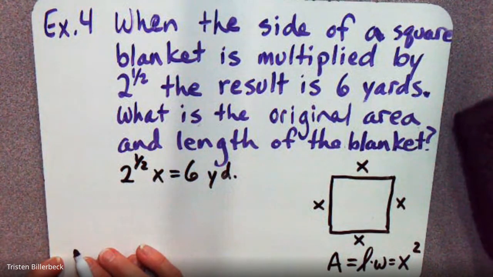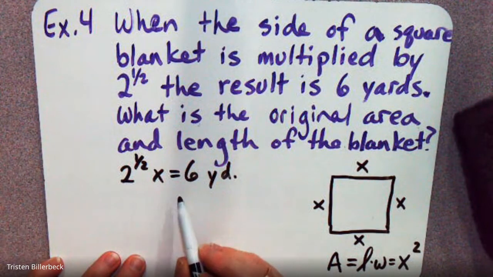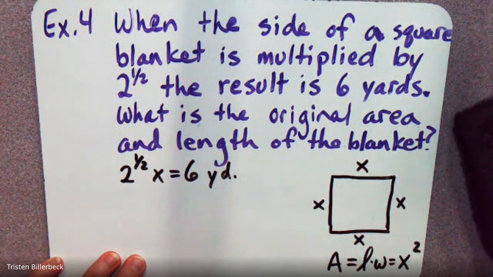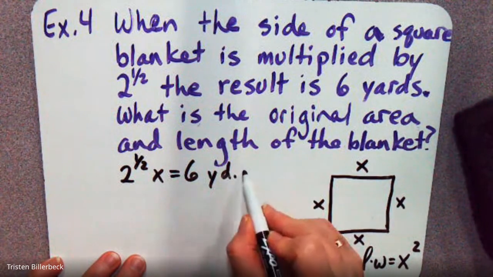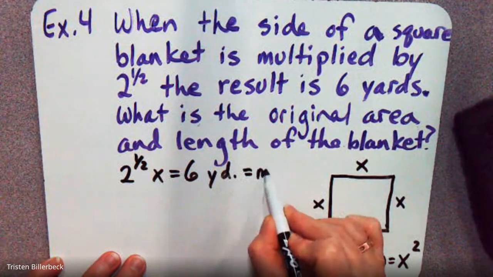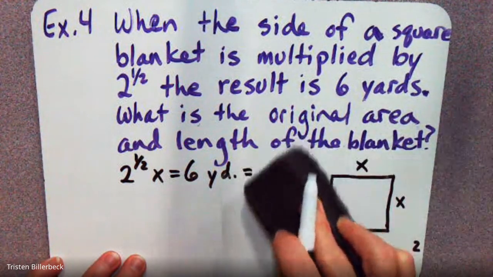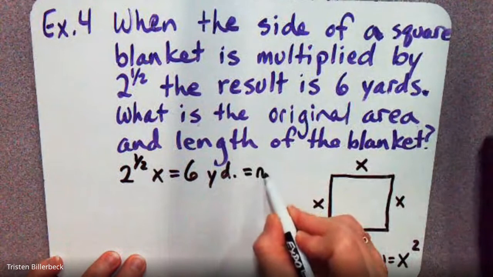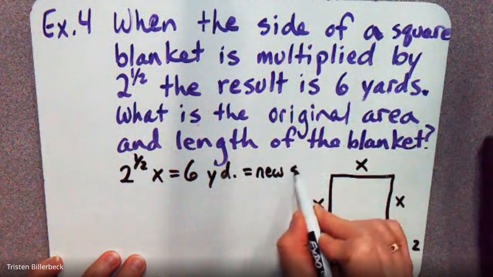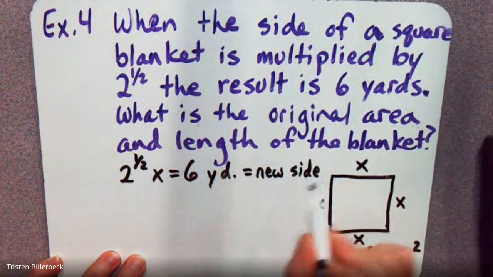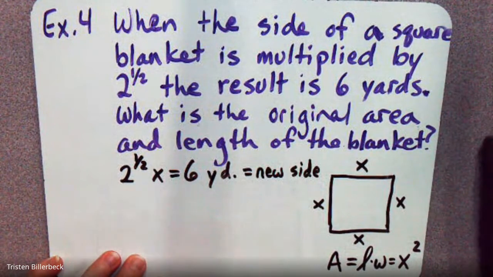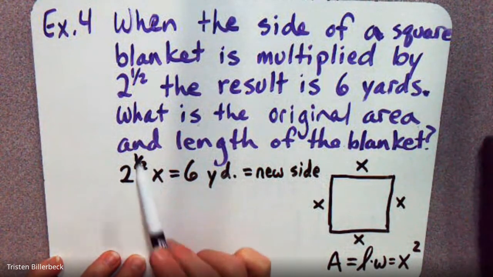What is the original area and length of the blanket? Okay, well, we can find the new area very simply because we know that area is the side squared. So if this equals the new side, it's really hard to find x right now because we have 2 to the 1/2.